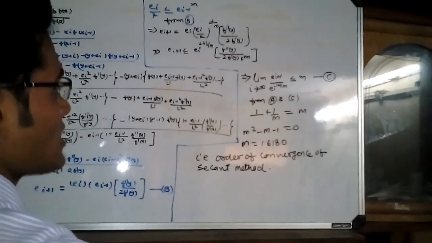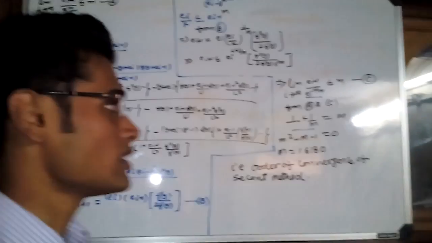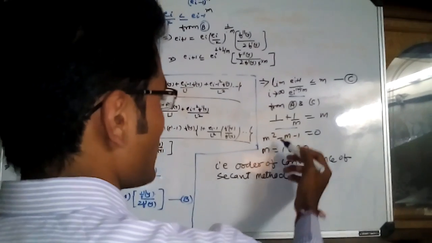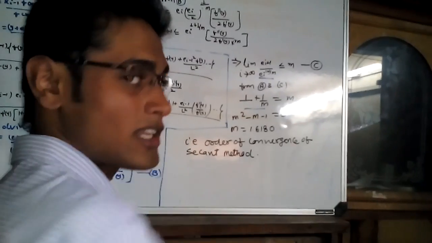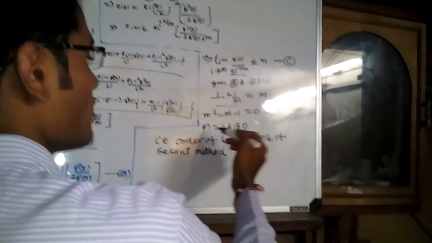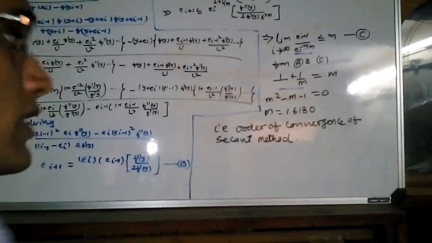So from A and C, this is our equation number A and this is our equation number C, comparing the power of e, we find that the power of ei is 1 plus 1 upon m here, and the power of e is m here. Both will be equal because the RHS are equal. It is the rule that if the RHS are equal, then the LHS will also be equal, meaning 1 plus 1 upon m equal to m. On simplifying it, we have m square minus m minus 1 equal to 0. After finding the value of m, finally we have m equal to 1.6180. That is the order of convergence of the second method.